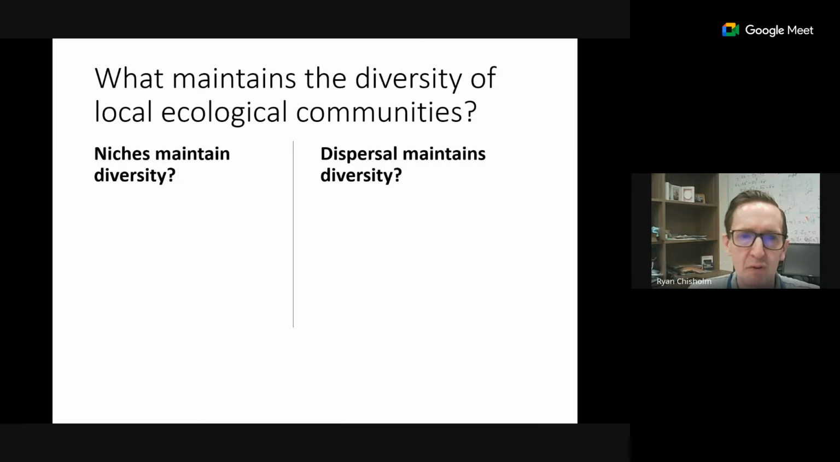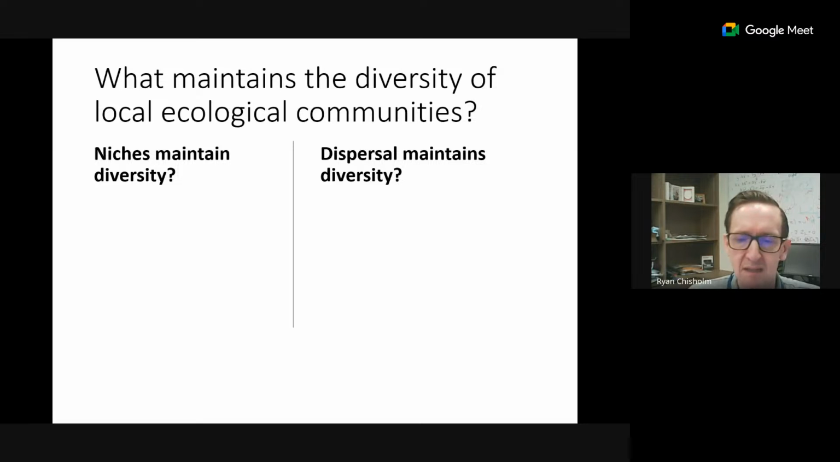And the two broad explanations for that are, firstly, that niches maintain diversity. And what that means is that each species has its own niche, a special habitat or resource or something that it requires that is different, at least to some degree, from other species. And because species have different niches, the competition between them is reduced.